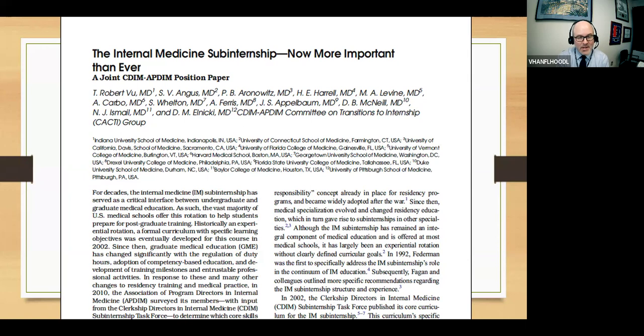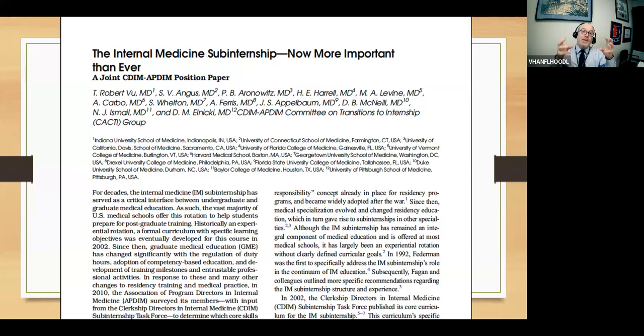The "more important than ever" really had to do with the timing of this article. This article came out in 2015. And there already was an existing internal medicine curriculum from the clerkship directors in internal medicine, CDIM, from that professional society, that had come up not too long before this. Then in 2010, they did this very extensive survey of program directors. Now, granted, it was internal medicine, but pretty extensive, and it created a huge amount of data in terms of what program directors value in the sub-I, the acting internship experience. We're going to look at that survey in just a minute.